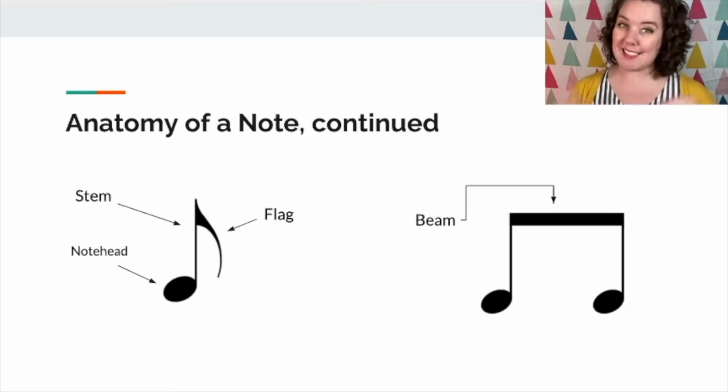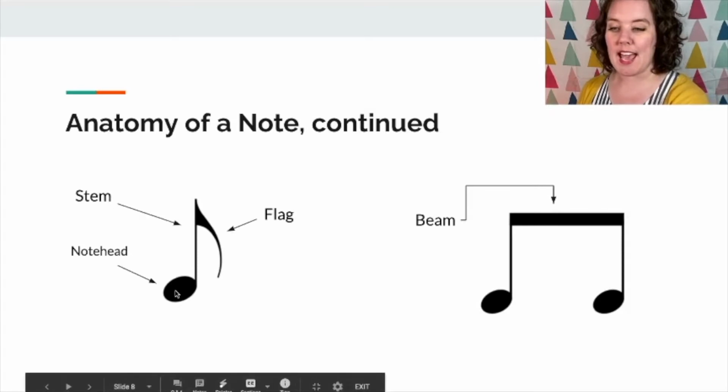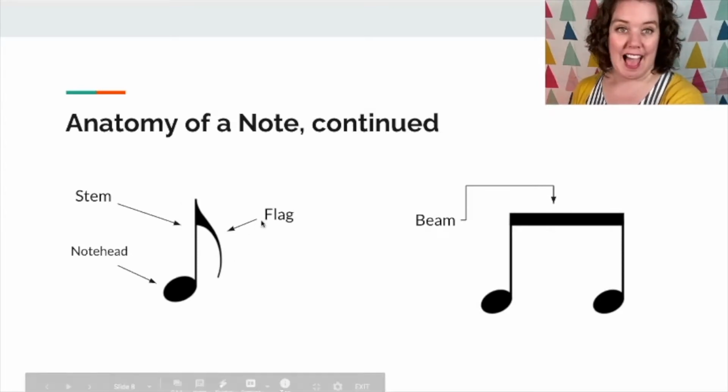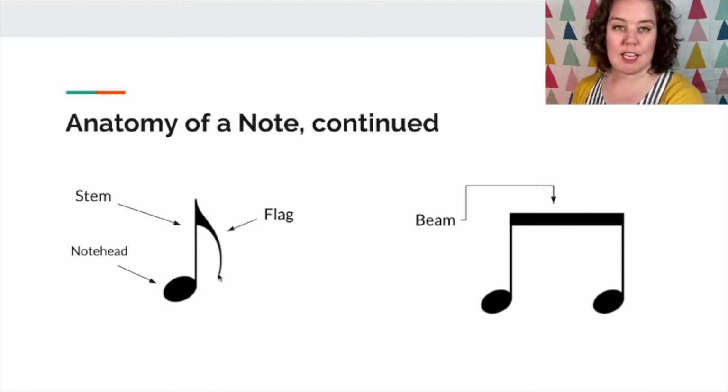And that brings us back to the anatomy of a note. So we've talked about the note head, we've talked about the stem. Now we're going to be talking about the flag. This extra little bit here is called the flag, but when they are paired together, it's actually called a beam.